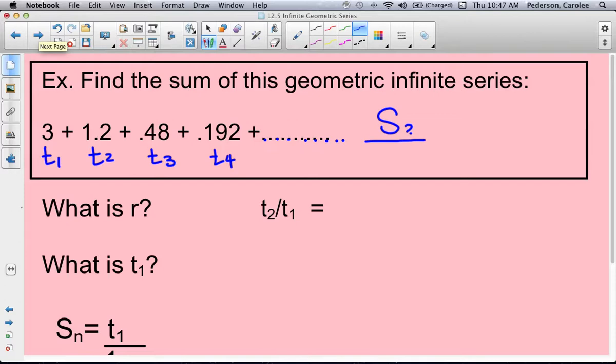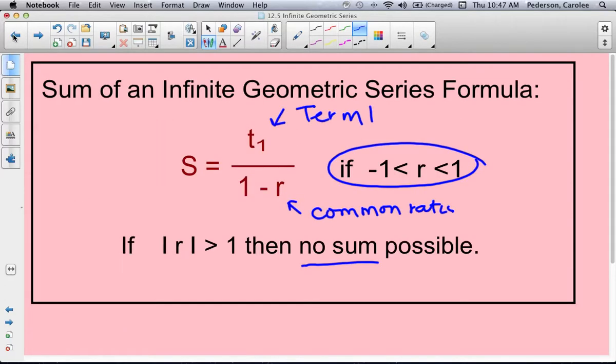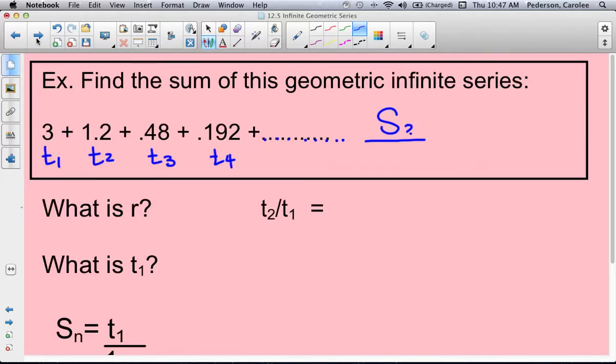So we're going to use the formula on the previous slide right here. S equals t sub 1 over 1 minus r. So we have to find out a couple things. What is term 1 and what is the common ratio? So let's start off with the common ratio. We're going to take term 2 and divide it by term 1. You can leave it as a fraction if you'd like, or you can change it to a decimal. So 1.2 divided by 3 is 0.4. So there's my common ratio.